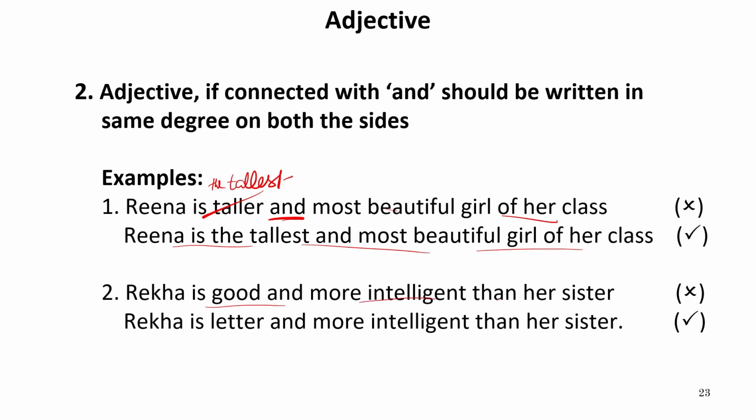Rakhi is good and more intelligent than her sister. So here we are comparing, so we have to convert both adjectives into the comparative degree. So it should be: Rekha is better and more intelligent than her sister. Now let us move to the next one.